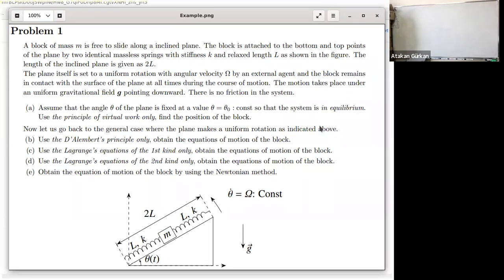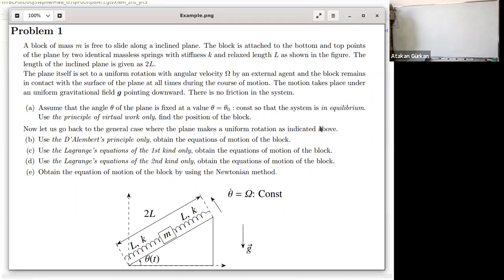I'm not going to solve the problem in its entirety, obviously, but I'm going to take a look at situations like this and see how we figure things out. Okay. Now, this is a very good example of the advantage of the Lagrangian method. The last part of the problem is asking to obtain the equation of motion of the block by using the Newtonian method. And so let's just go over the problem.